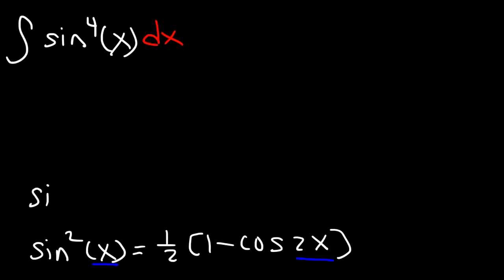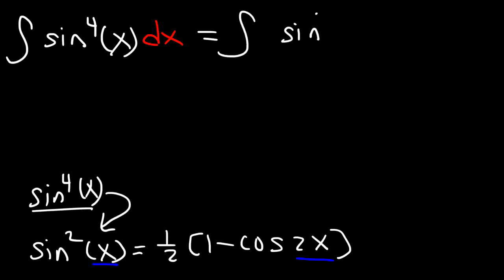Now sine to the fourth power, what do you think we could do with this? How can we convert sine to the fourth into sine squared? Sine to the fourth is basically sine squared of x raised to the second power, because when you raise one exponent to another, you need to multiply the two exponents, and 2 times 2 is 4.